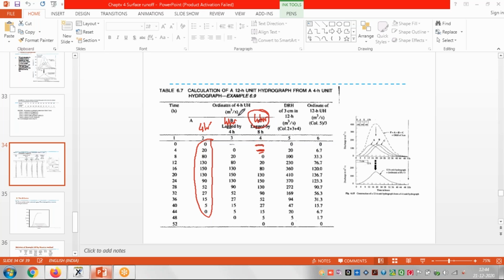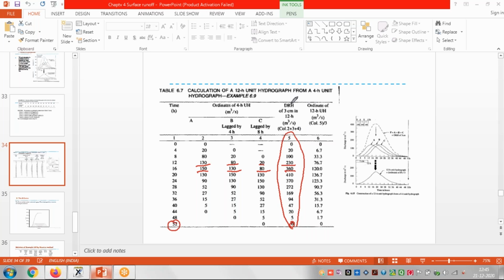So what we will do, this 4-hour ordinate plus this 4-hour ordinate plus this 4-hour ordinate, we will add all these ordinates. So we get 0 plus dash is 0. Then 20 plus 0 plus dash, it will be 20. Then 80 plus 20 plus 0, it will be 100, right? Then 130 plus 80 plus 20, it will be 230. Then 150 plus 130 plus 80, we will get 360. Likewise, we will add all these ordinates up to where it ends.